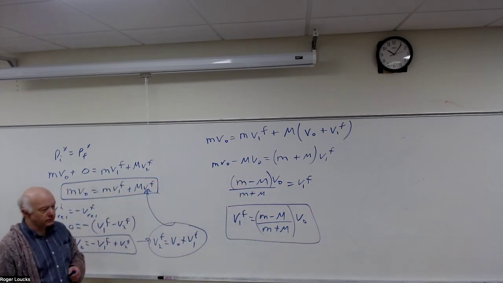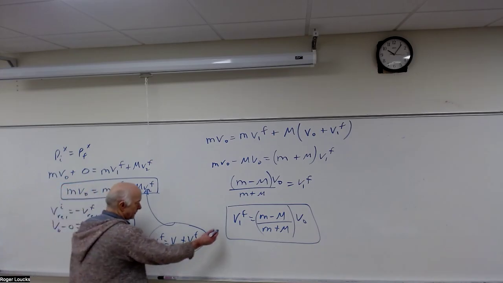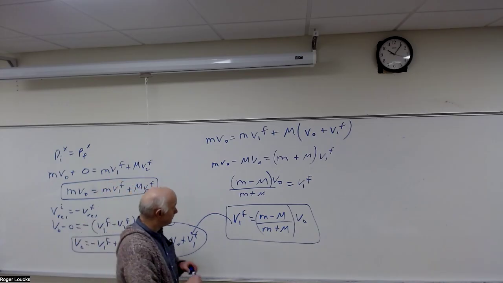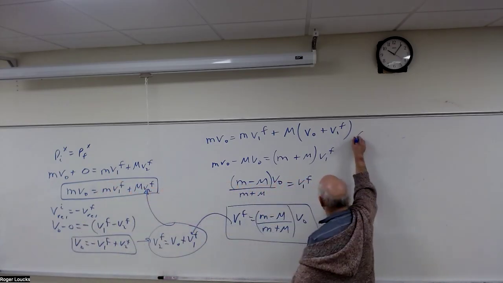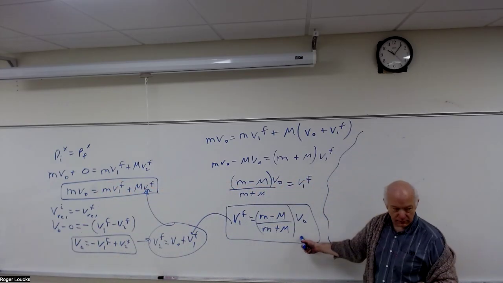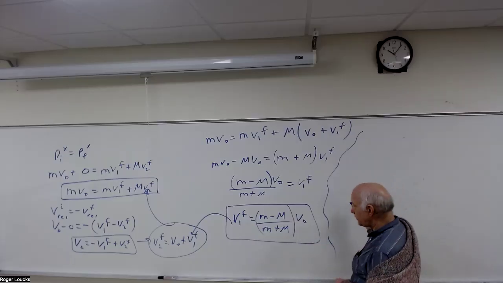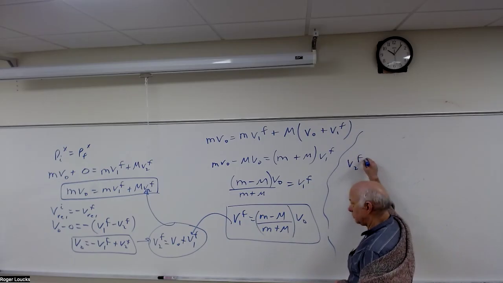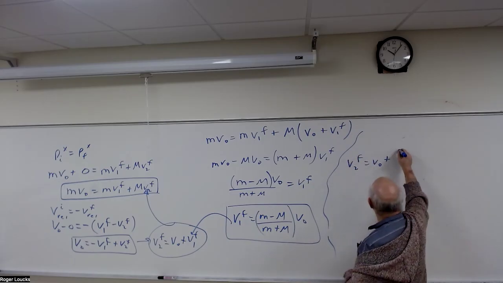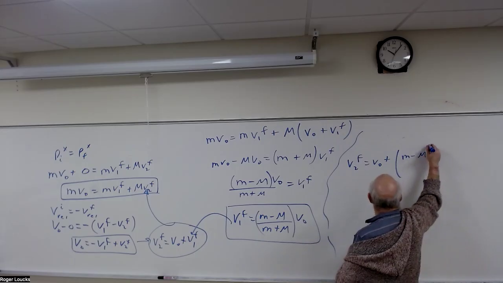How would I get V2 final then? Before we get into the second equation. Yeah, if I take this and put it back into here, what do I get? This is going to be the important one of these. This is going to explain a lot. So my V2 final is V naught plus this.